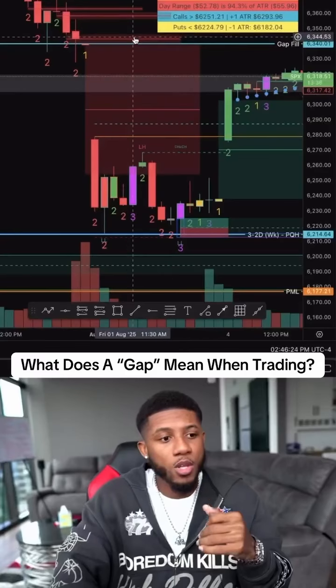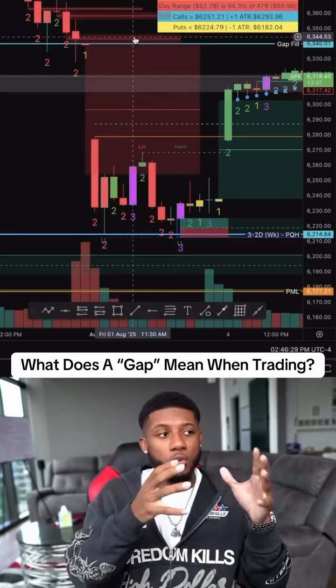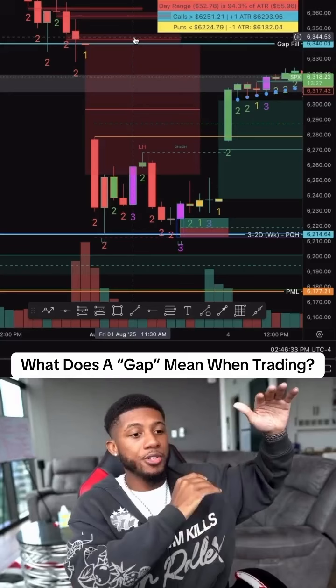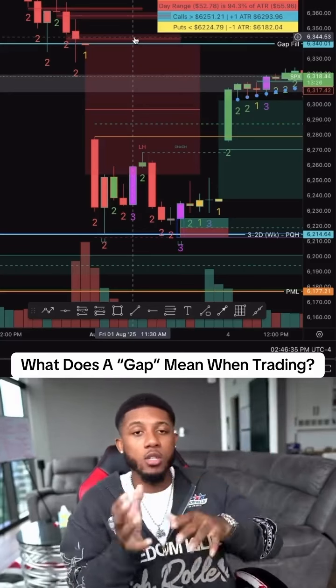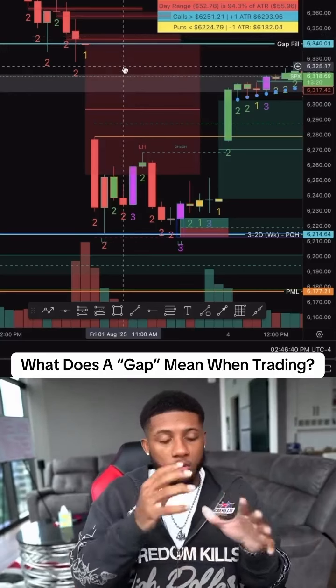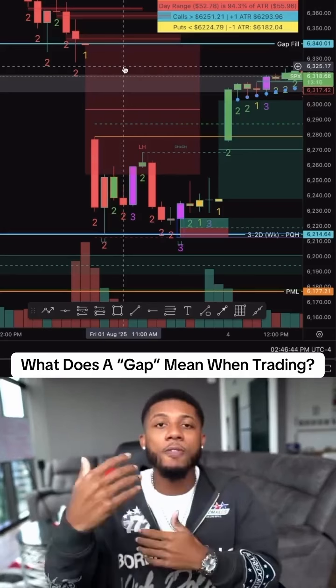Majority of the gap. So what exactly is a gap though? A gap is an imbalance on the chart. What do I mean by that? There's not an equal level of buyers and sellers at certain prices, which causes imbalance, right? And a lot of times what the market likes to do is have a balanced chart, which is why gaps are created and they're filled.